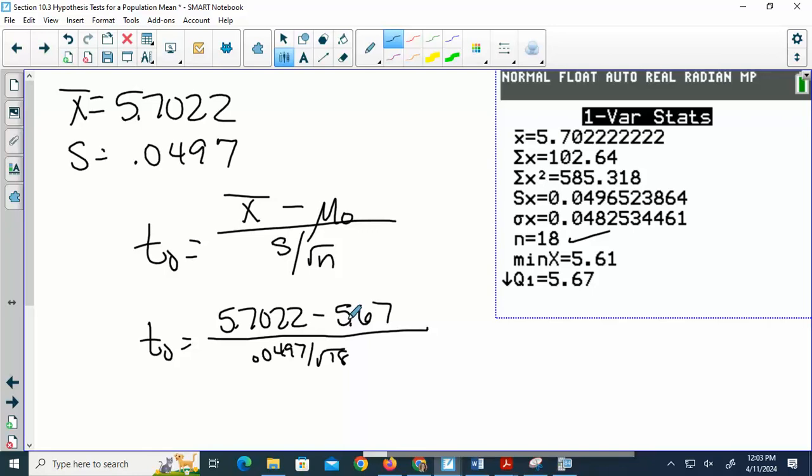We're finding our t statistic. So I'm just showing you how to do it by hand.